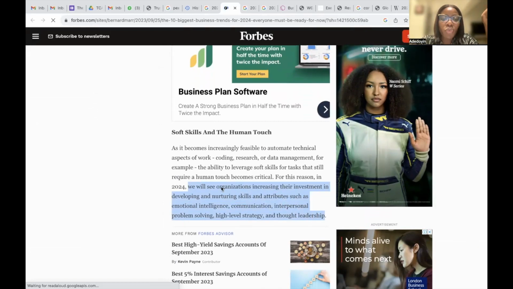So in 2024, we will see organizations increasing their investment in developing and nurturing skills and attributes such as emotional intelligence, communication, interpersonal problem solving, high-level strategy, and thought leadership. For me, I'm already saying thought leadership, communication. So that's something that we should pay attention to in our strategy and the tactics that we use. But I'm also thinking about high-level strategy, problem solving. How can we use communications to be a driver of this within our organization to improve emotional intelligence?